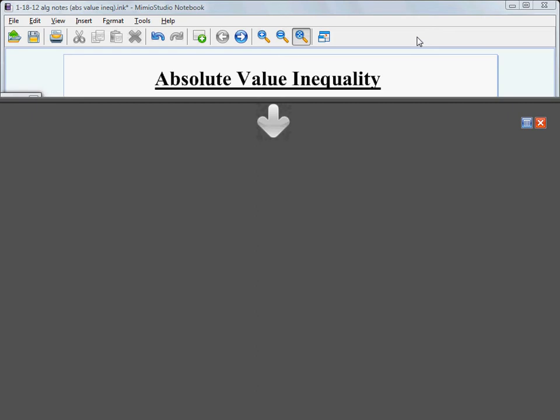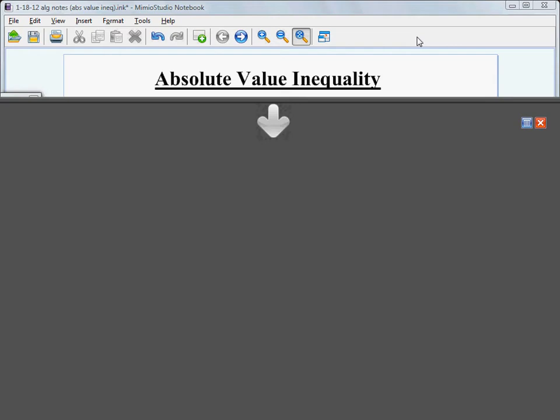Hey, in this lesson, we're going to talk about absolute value inequalities. And we've already done absolute value equations. If you remember, when the original equation had an absolute value symbol, you always had two equations to solve, and there would be two numbers that would be solutions.